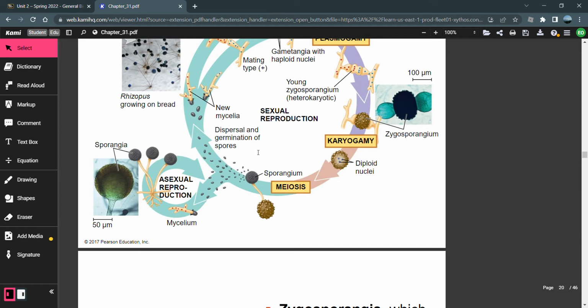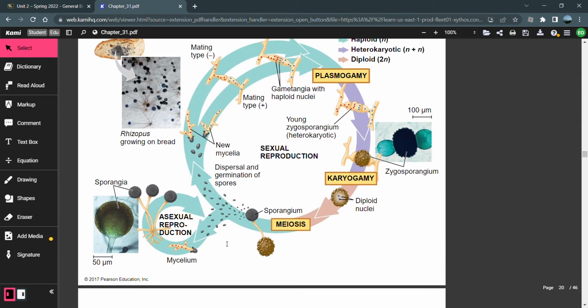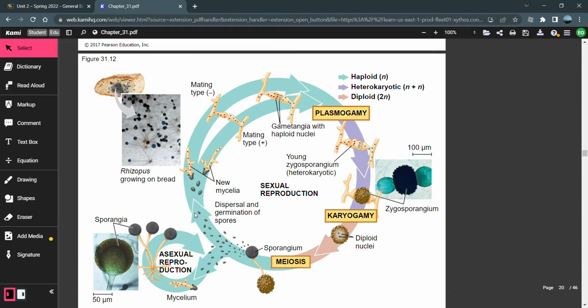The sporangium will go either asexual or sexual reproduction, and it will spit out spores via mitosis. Asexual spores are genetically identical, while the spores in sexual reproduction are different.